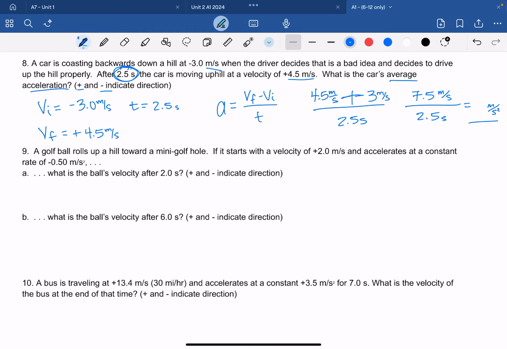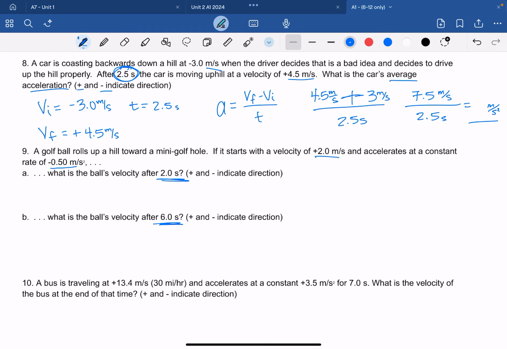All right. Number 9, dealing with some golf balls. A golf ball rolls up a hill towards a mini golf hole. If it starts with a velocity of 2 meters per second in the positive direction, and it's accelerating at a constant rate of negative 0.5 meters per second squared. We've got two things we want to figure out. A says, what is the ball's velocity after 2 seconds? And then B, we want to know what is the velocity after 6 seconds.